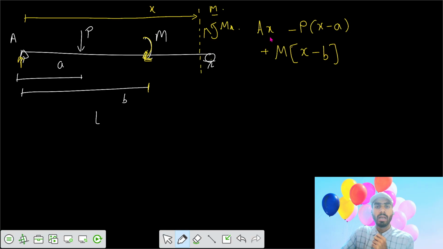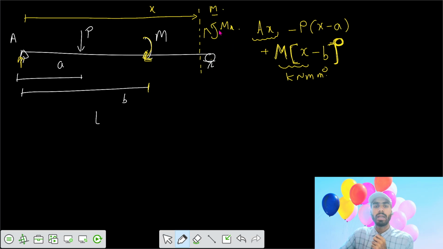But the thing is, the value of A into x is in kilonewton meter, but the moment is already in kilonewton meter. So we have to show that the moment is acting at x minus B, but the unit here is kilonewton meter into meter. So we have to raise the power by 0. If you use the power 0, that means x minus B to the power 0, that means no problem for the equation.